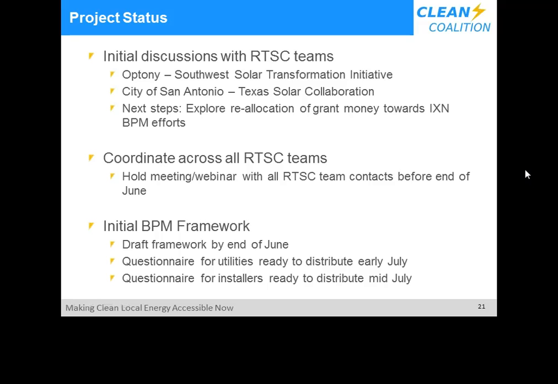We want to get your experience. We want to understand what you go through, what your local utilities have provided to you in terms of your experience in the process, and what should be improved in that process. We would want to gather all that data from all the different teams in the region.